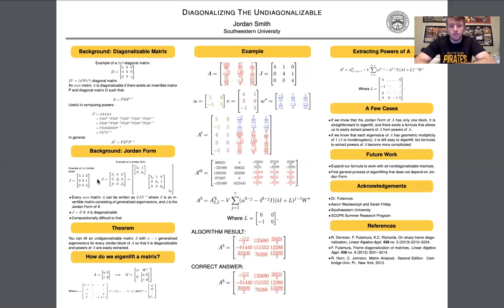A Jordan matrix can consist of multiple Jordan blocks, J1, J2, J3, where the eigenvalue for J1 is lambda 1, and the eigenvalue for J2 is lambda 2, and so on and so forth. So a Jordan matrix can consist of one block, multiple blocks, 10 blocks, 15 blocks. It just depends on the matrix A that you're dealing with.